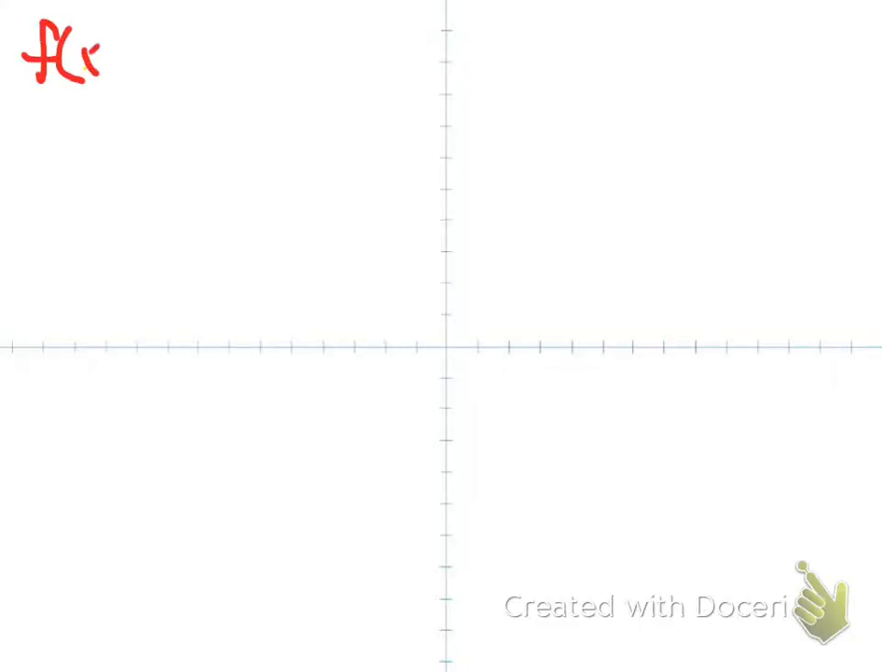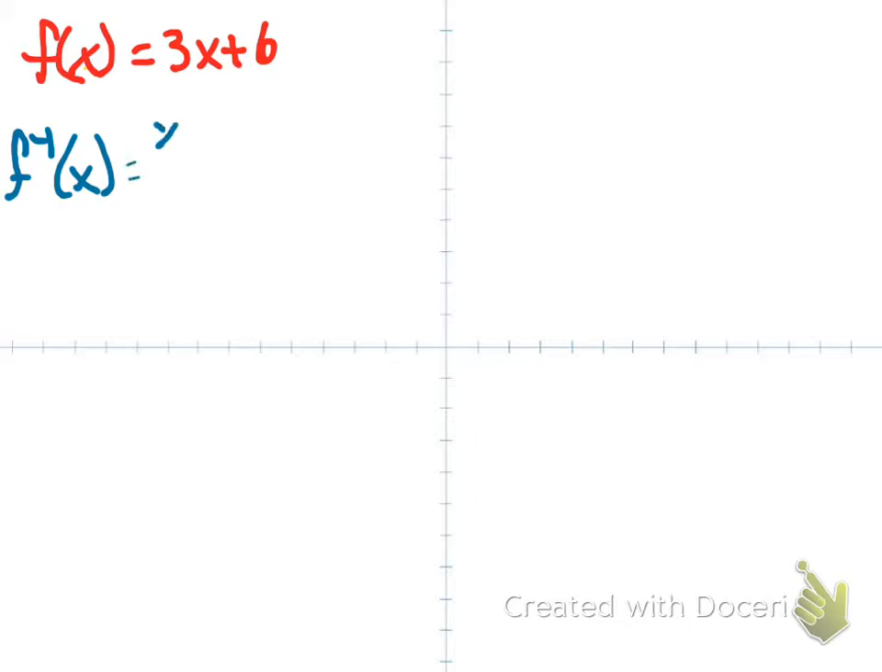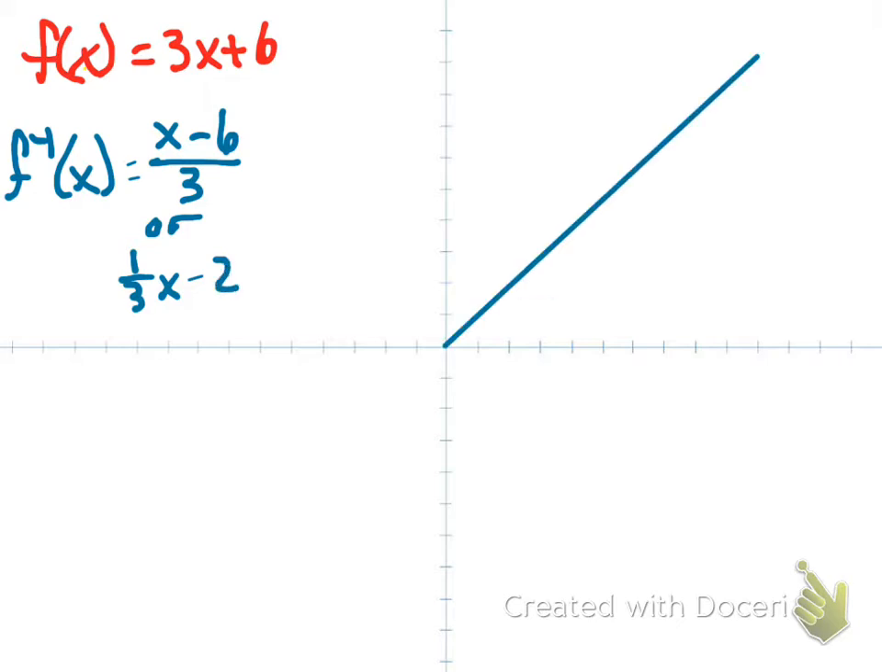Okay, last example. I wanted y'all to see the graph of this. So f of x is equal to 3x plus 6. If you take the steps to work this out, go ahead and take a couple of seconds or pause it right here to figure it out. But once you do graph it or solve it, you should get something like x minus 6 over 3, or preferably 1/3 x minus 2.